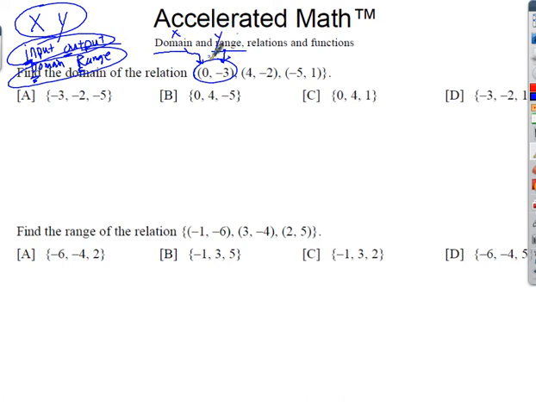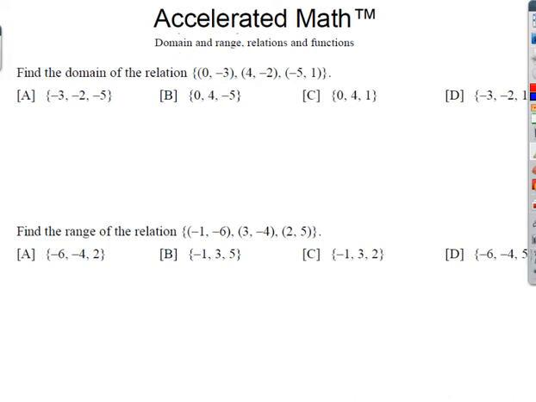Alright, and let's see what they're doing here. They're giving us a set of values, and this is just set notation. They've got 0 and -3. You could think of this as an XY table, and here's 0, -3, 4, -2, and -5, +1. So again, here's the input, here's the output, also known as the domain and the range. Now you can't read that very well. They're asking for the domain of it.